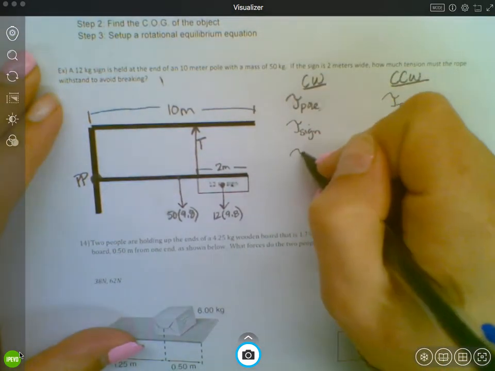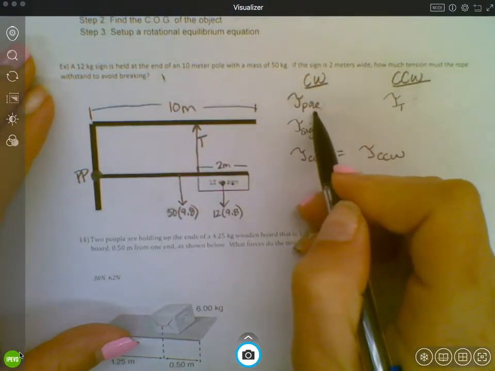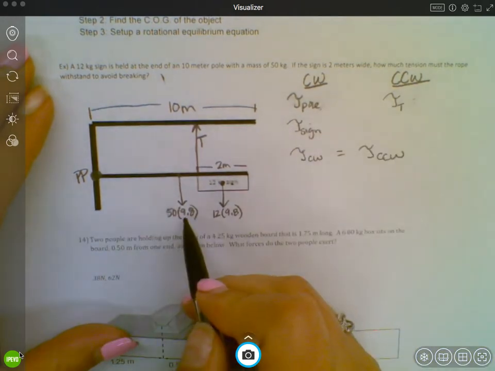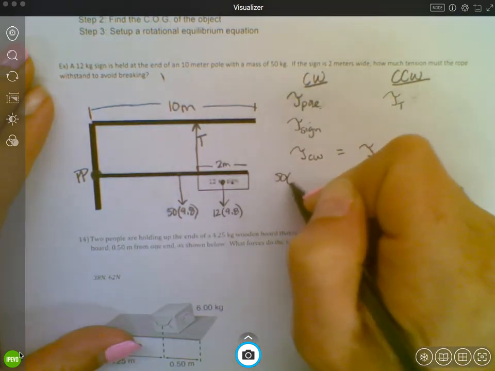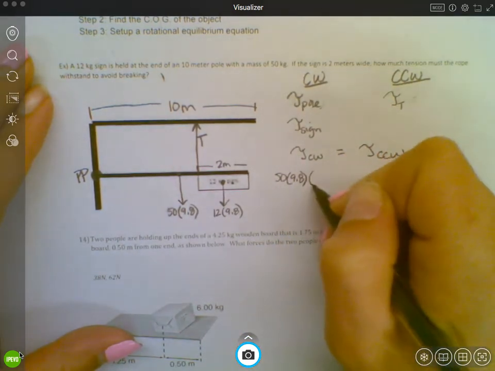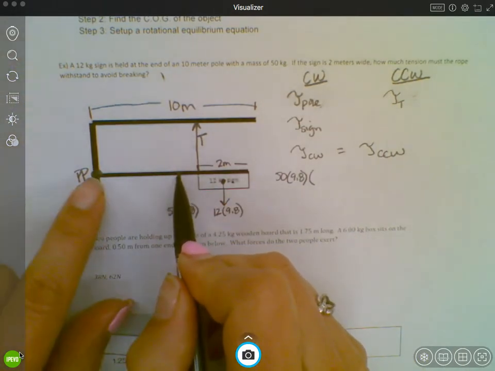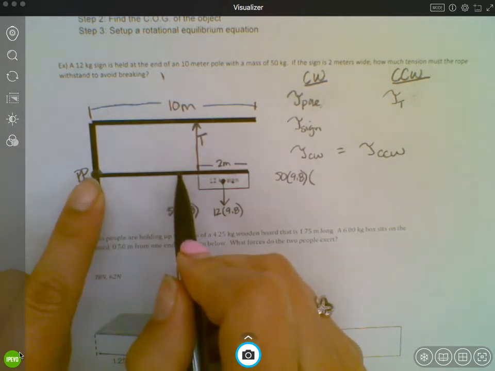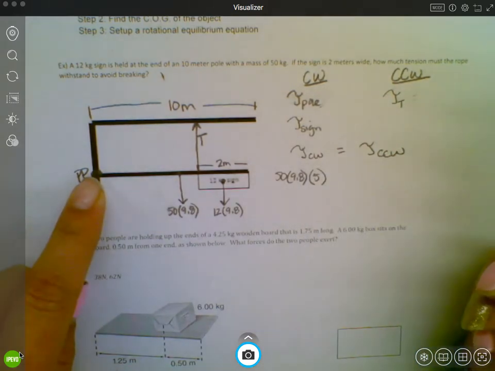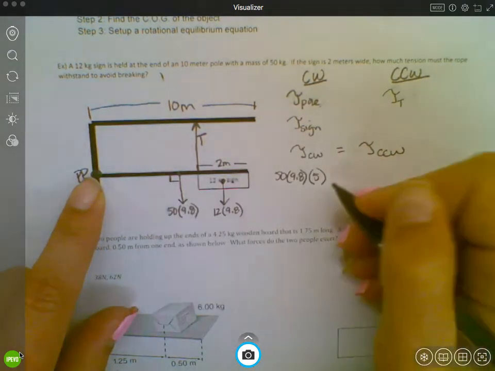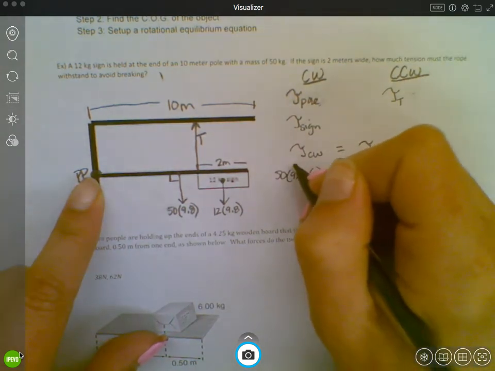Now, we set up the equation. Torque clockwise equals torque counterclockwise. The torque of the pole. Now remember, it's not just the force of the pole, it's the torque of the pole. So the torque of the pole is 50 times 9.8, that's the force, times R. Remember, R is the distance from the force to the pivot point. That distance, since this is in the center of the pole and this pole is 10, is 5. This is at 90 degrees with the pole, so we don't have to worry, sine 90 is 1.